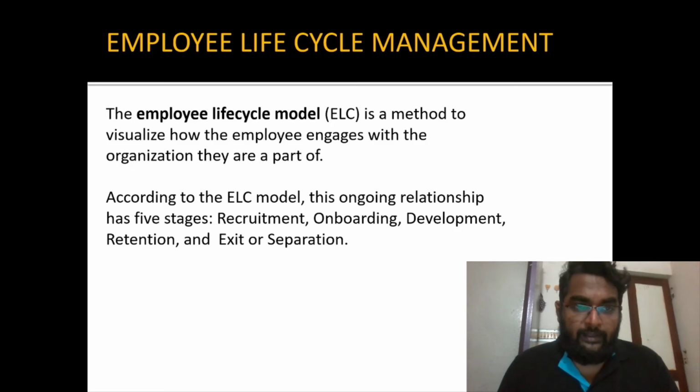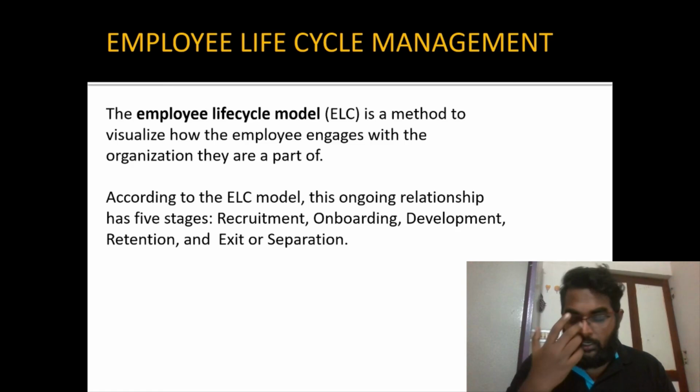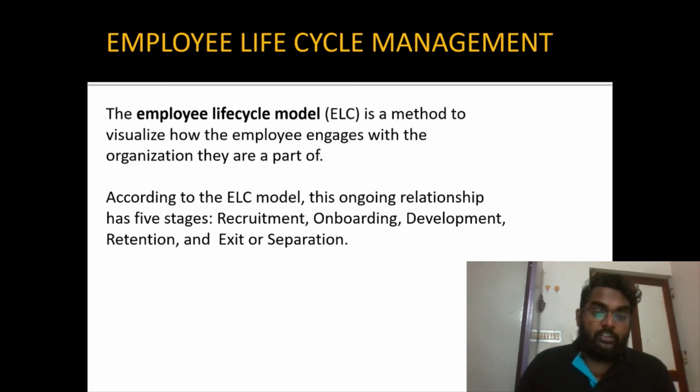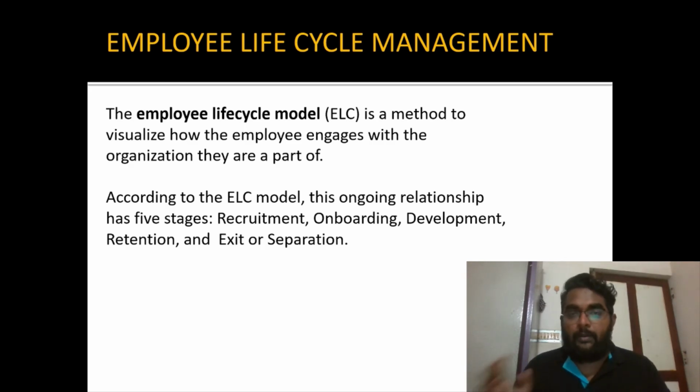Our last topic is relating to employee life cycle management. Employee life cycle management model is a method to visualize how the employee engages with the organization they are part of. So it's an attempt to realize or visualize the employees' engagement in the organization according to ELC model. This ongoing relationship has 5 stages. Means organization and employee, there are some relationship happening. This relationship can be divided into 5 phases.